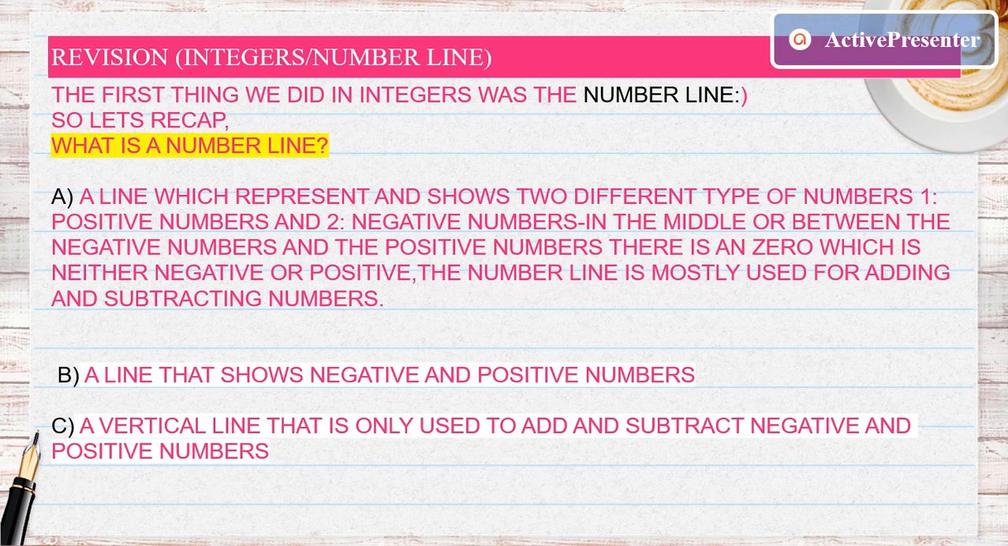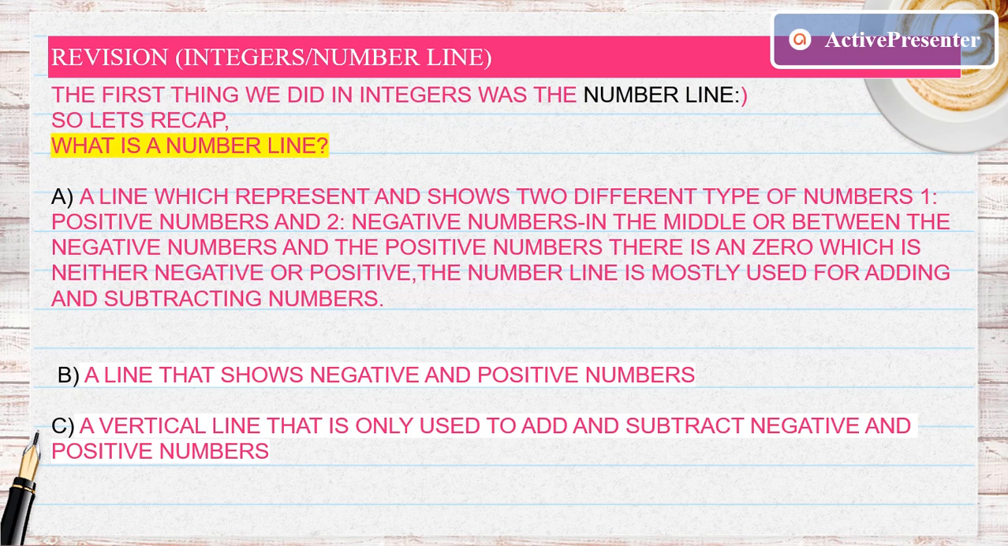So here we have a list of 3 different options and we are going to choose the best of the 3. The first option states that a number line is a line which represents and shows 2 different types of numbers: 1. Positive numbers and 2. Negative numbers. In the middle, between the negative numbers and the positive numbers, there is a 0 which is neither negative nor positive. The number line is mostly used for adding and subtracting numbers. That is the first option.